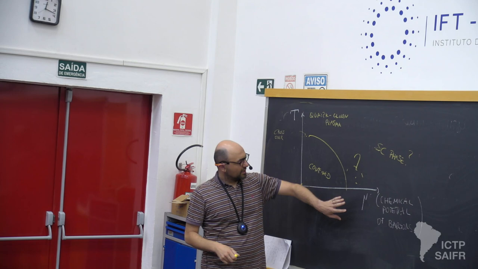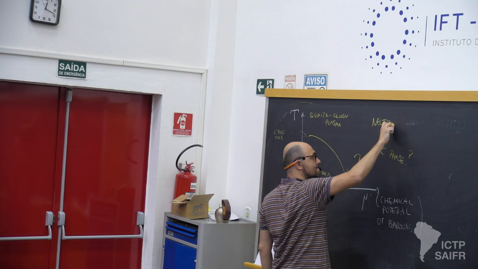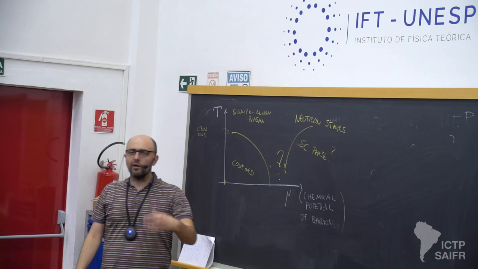This phase here is actually relevant for high-density neutron stars. High-density is something where the chemical potential is large, so there are many particles on neutron stars. So if you want to study astrophysics, maybe you want to have the equation of state of neutron stars. To do that, you will have to have the equation of state of QCD.